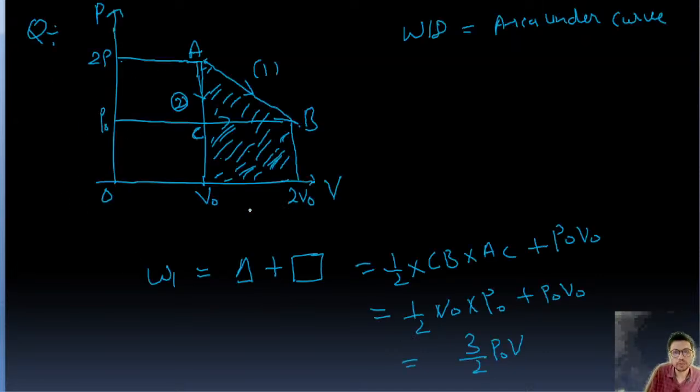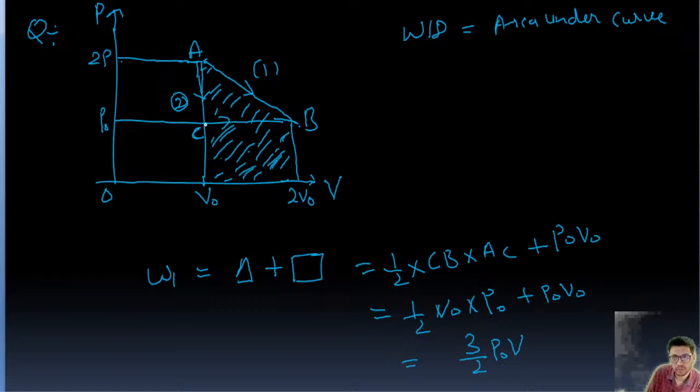Now we are going to find W2, understand it. First we are going A to C. A to C, right? There is no area covered. Area under the curve, this is just a straight line and no area covered, right? So from A to C, the work done is 0 because no area is covered.